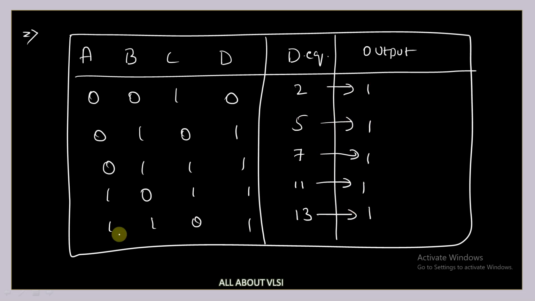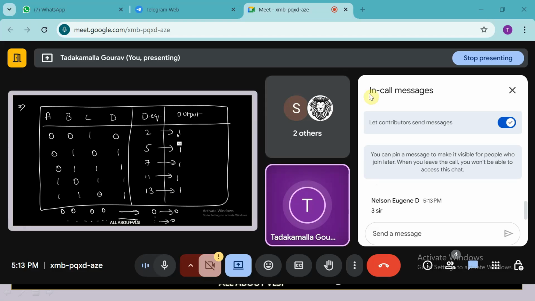Okay, so in these cases the output will be equal to 1, and remaining all the cases output will be equal to 0. That is, for 0, 0, 0, 0, output will be equal to 0, and for all the remaining numbers the output will be equal to 0. So these are our minterms. Can I say these are our minterms?